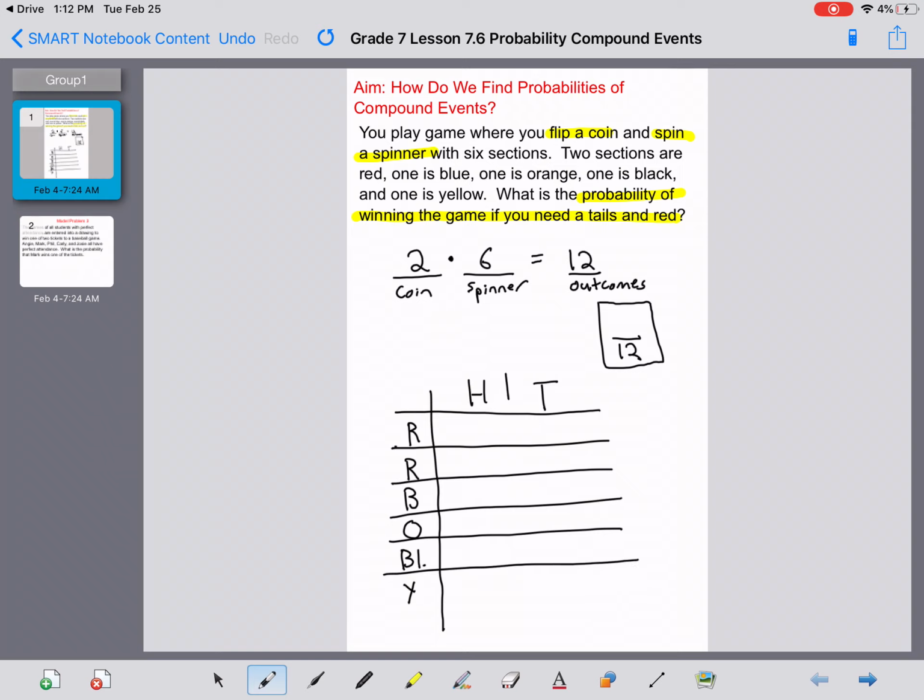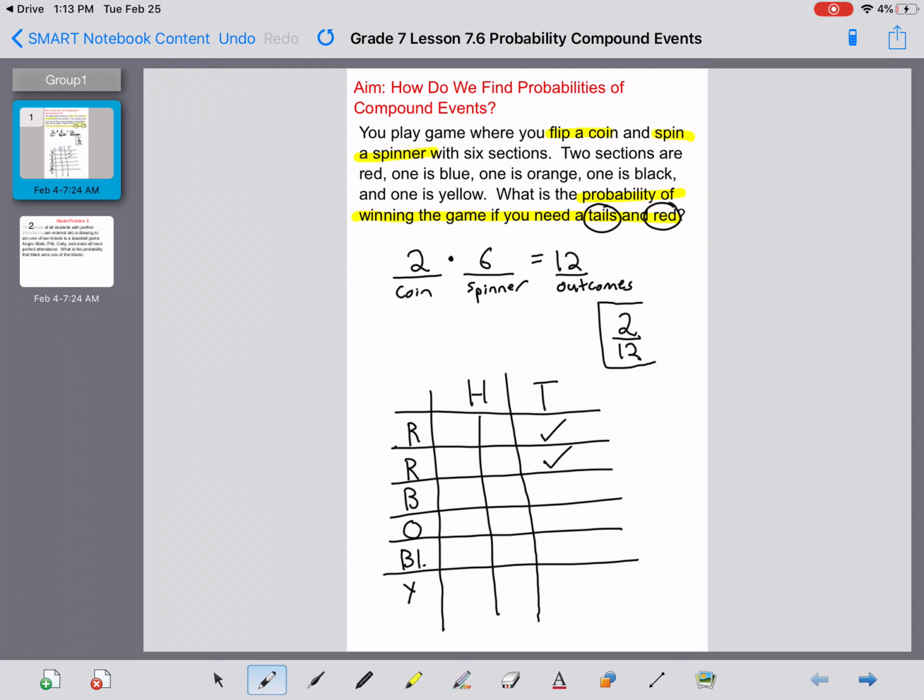Now, this table is different than when I was creating tables to show all the possible outcomes. I don't need to show all the outcomes. The only outcomes I care about are the ones that have a tails and a red. So this whole section with heads, I don't care about them. I don't even have to fill them out. I can just look to see where I have a tails and a red. I'd have a tails and a red in this section and a tails and a red here. I wouldn't have a tails and a red anywhere else. So there's 2 possible outcomes.